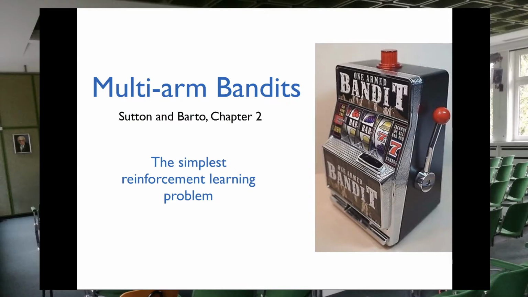So imagine a machine that has a number k of levers, and the goal would be to discover which lever gives you the largest amount of points or prizes. So the question would be, if you have this multi-arm bandit machine, what would be your strategy to discover which lever is the winning one? So that's the multi-arm bandit problem.